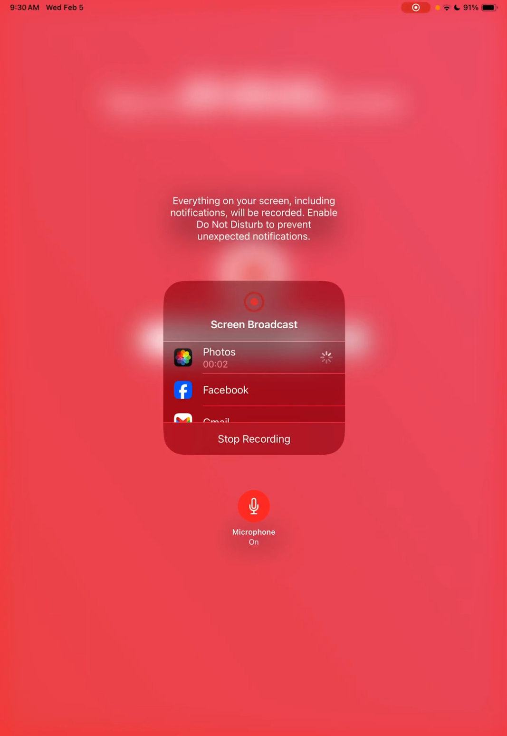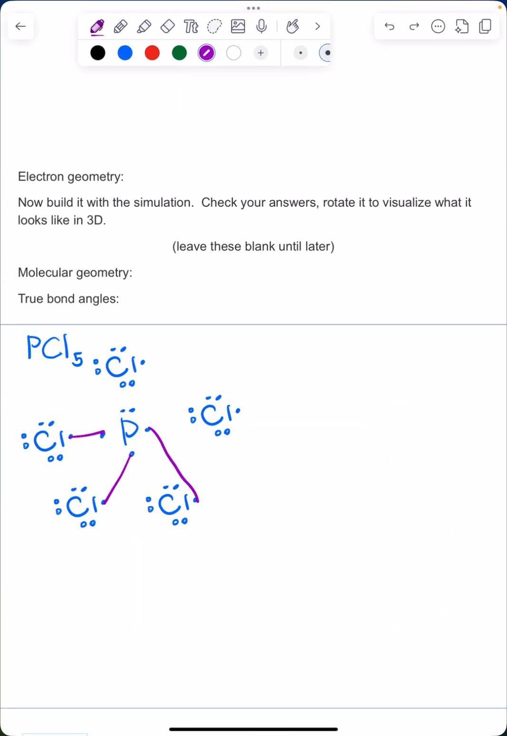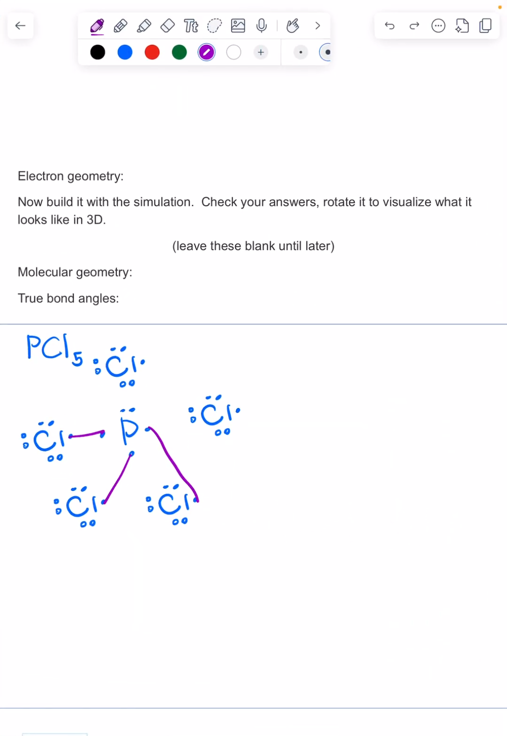Okay, sorry about that. I tried to switch over to a periodic table and lost track of my screen share.